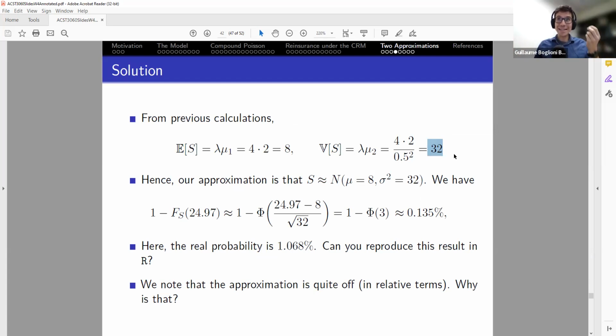So S, we know it's not exactly a normal, but it does have the exact average or mean 8, and the exact variance 32. So if we approximate S with the normal, we're going to, of course, use those values as the parameters mu and sigma squared. That's pretty much everything we have to do.